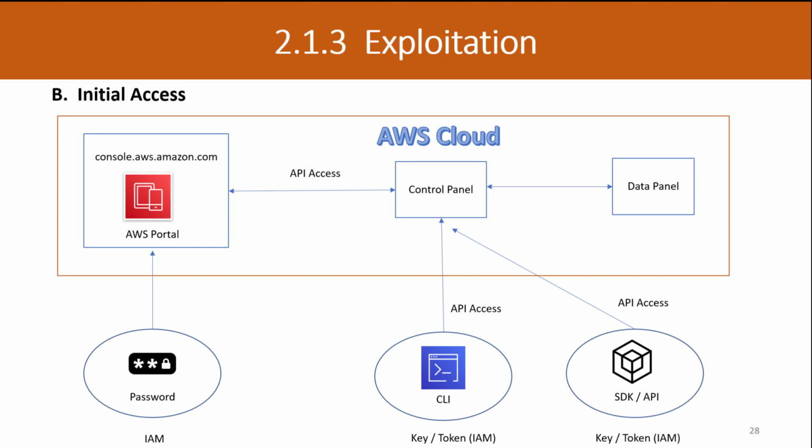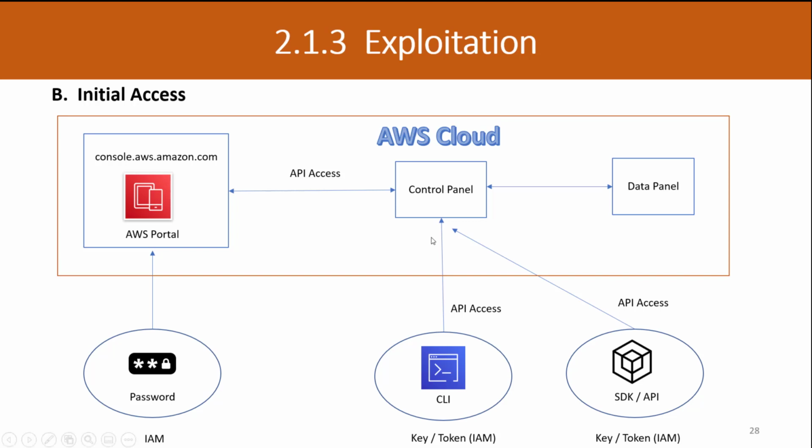In this module, we will discuss how we can take advantage of AWS IAM to get the initial access inside an AWS environment. Initial access means how you can compromise and access the AWS services. So here we are discussing IAM, and how we can take advantage of IAM to get the initial access.